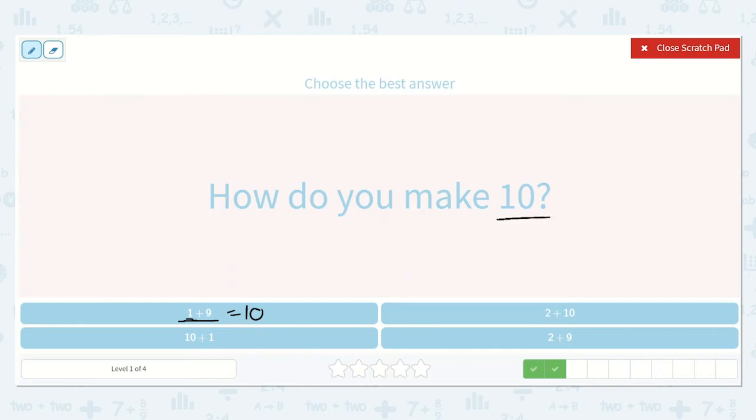Let's double check the others. 10 plus 1. Well, I know 9 plus 1 is 10. 10 plus 1 must be 11. 10 plus 2 is 12. And 9 plus 2, let's see, if we have 9, we add 2 more, we would say 10, 11. So 9 plus 2 is equal to 11. So how do we make 10? 1 plus 9.